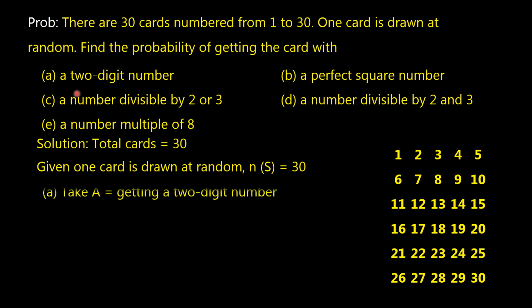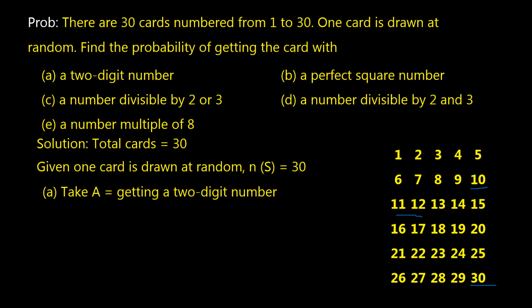Let me identify the first event. Take A as getting a two-digit number. Remember, you have to collect favorable outcomes of A from the sample space. Now, to write the favorable outcomes to A, I should depend on the sample space. From the sample space, I have to identify the two-digit numbers. Now, 10 is a two-digit number. Therefore, 10 is a favorable outcome of A. From 10 onwards till 30, all are two-digit numbers.